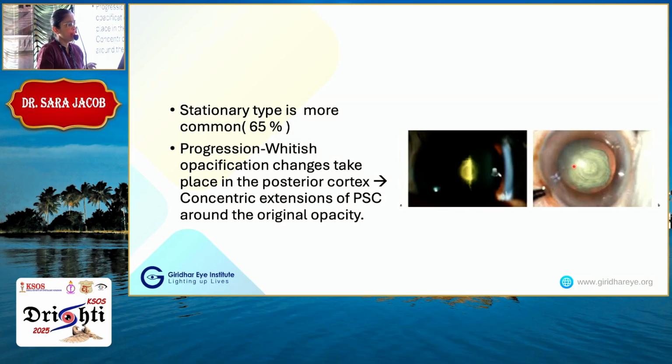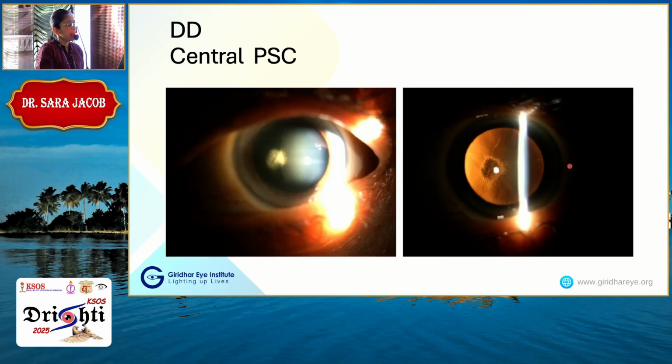around the discoid opacity. The most important differential diagnosis is a central PSC. In central posterior subcapsular cataract, it will be granular in appearance, while the other one will be a discoid plaque. And also the posterior polar cataract shows a cone-like anterior projection.